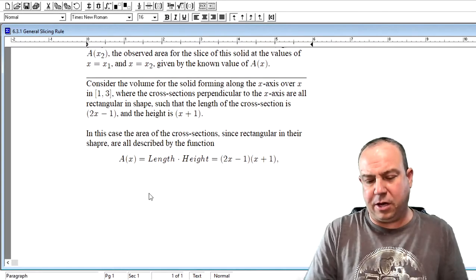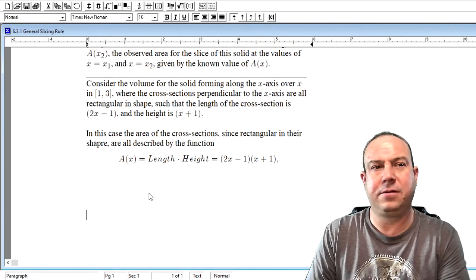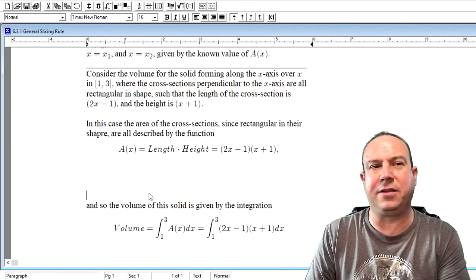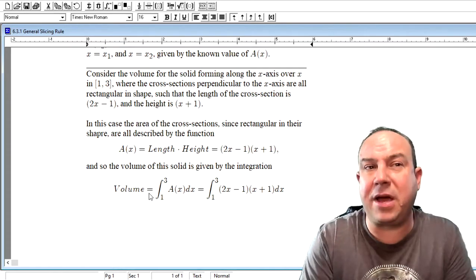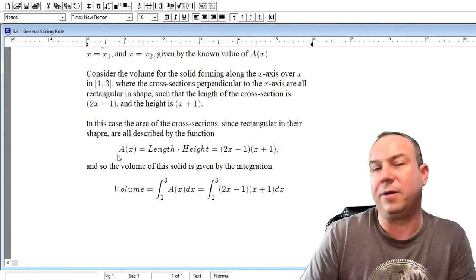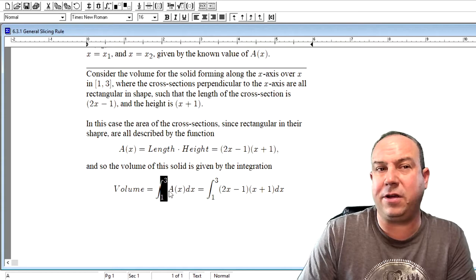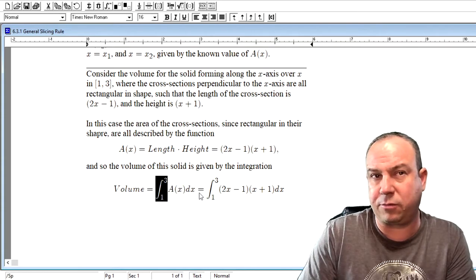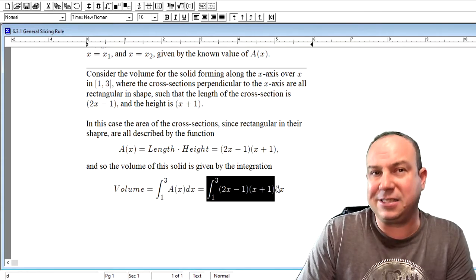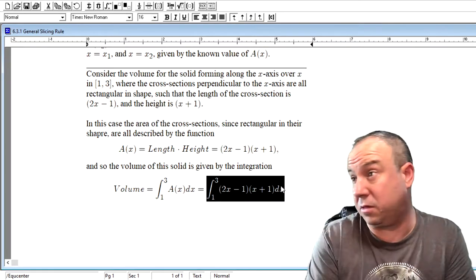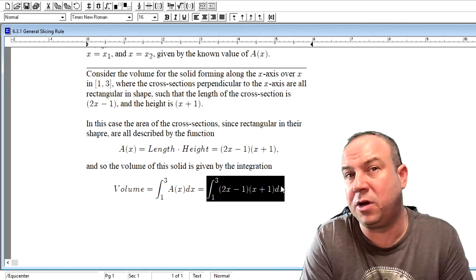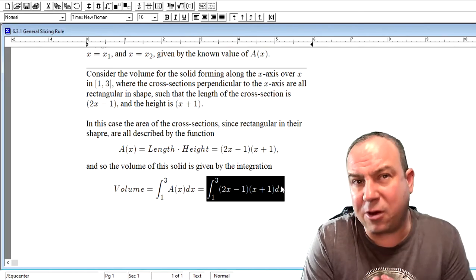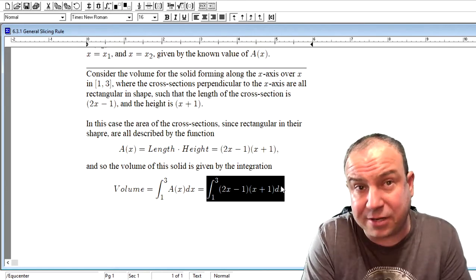In the volume calculation, the volume of the solid is given by the integration seen below here. It is the integral of this area function over this interval from 1 to 3 with respect to x. It is this integral from 1 to 3 for the quadratic, 2x minus 1 times x plus 1, all integrated with respect to x. That quadratic there has been factored.